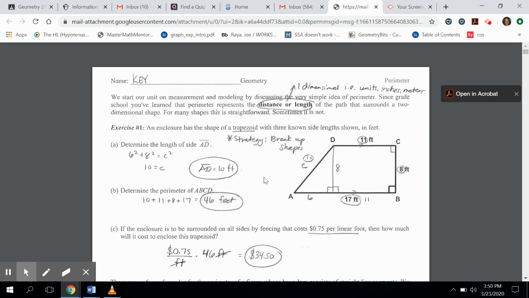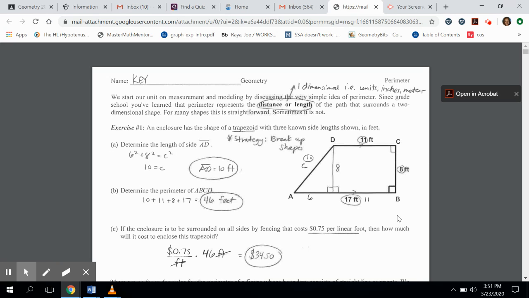So bumping up a little bit, we're going to get money into the situation. So you're building a fence. Math problems love fencing. I don't know why. I don't really fence much in my life, but it's all good. So you're building this fence. It costs you 75 cents per linear, okay, just a line segment, whatever, foot. How much will it cost to enclose the entire trapezoid?